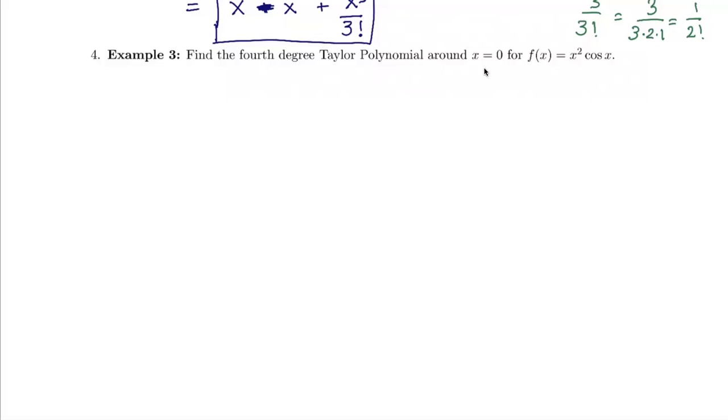In this next example, we're trying to find the fourth degree Taylor polynomial around x equals 0 for f of x equals x squared cosine of x. Since we are doing the fourth degree Taylor polynomial, we are going to need to find 4 derivatives of f in order to find the coefficients.